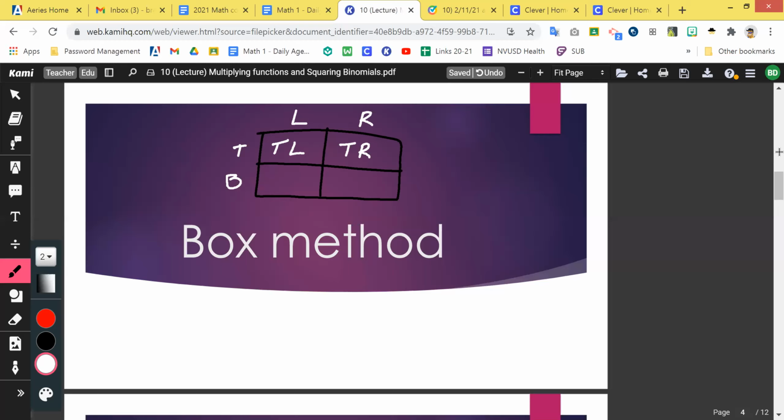Should say term. Okay. Now, moving to the bottom. So you have the bottom left. You multiply the bottom term by the left term. And the bottom right, you multiply the bottom term by the right term. It literally is telling you what you're multiplying together. So if you are in the top left box, you're using the top term and the left term, okay?